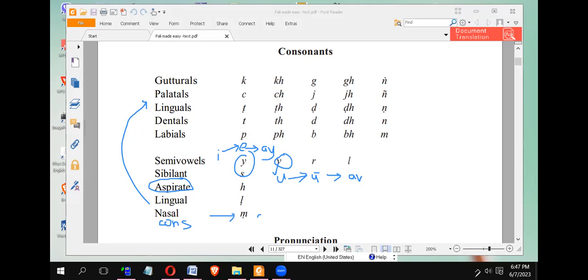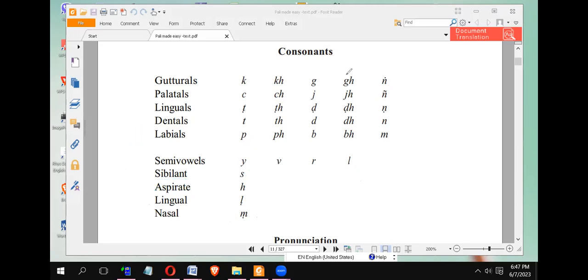Then the T: ta, tha, da, dha, na. Then the dental is ta, tha, da, dha. Then the N, I don't know how to pronounce it. Na, yes. Okay, then labial is pa, pha, ba, bha, ma.